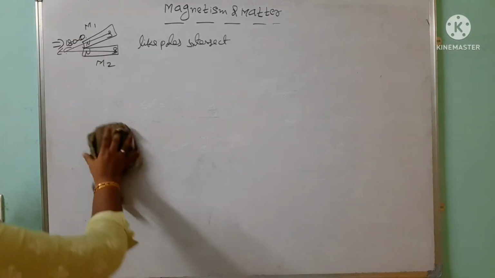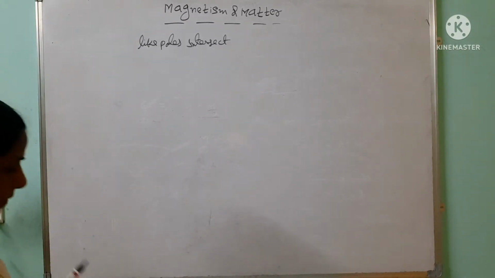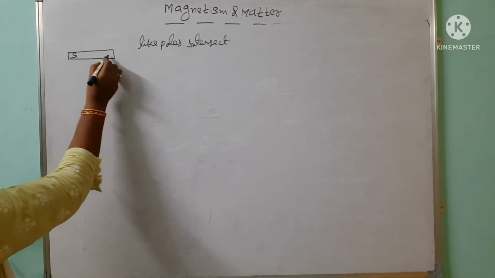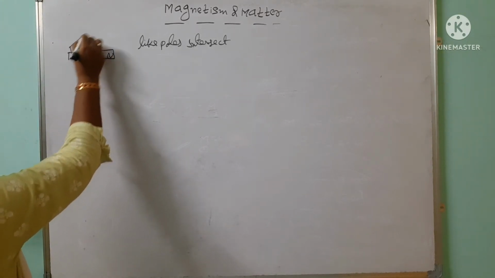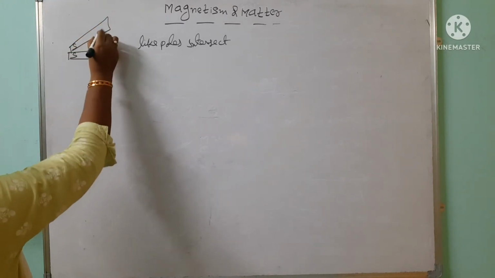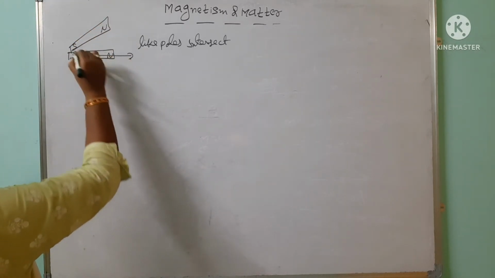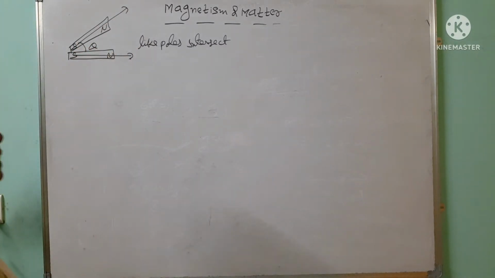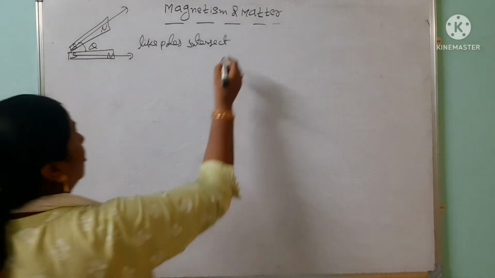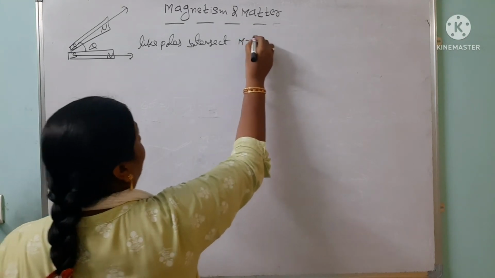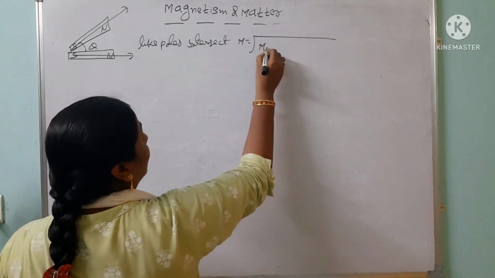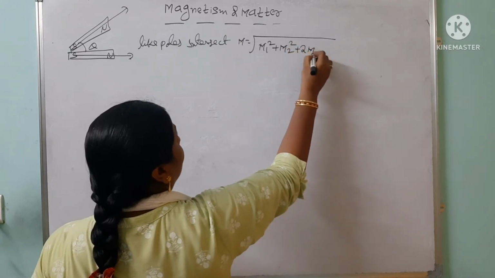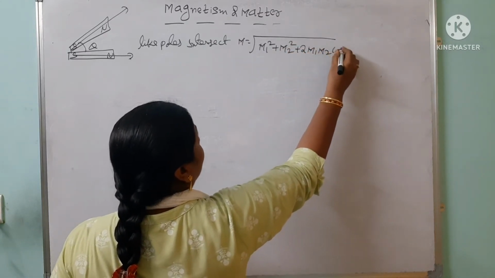Look here, one more time, I am drawing this. Suppose this is the south pole, and here also south pole, south to north, and here also south to north. The angle is how much? Theta. Here the resultant magnetic moment is how much? M equals under root m1 square plus m2 square plus 2 m1 m2 cos theta.